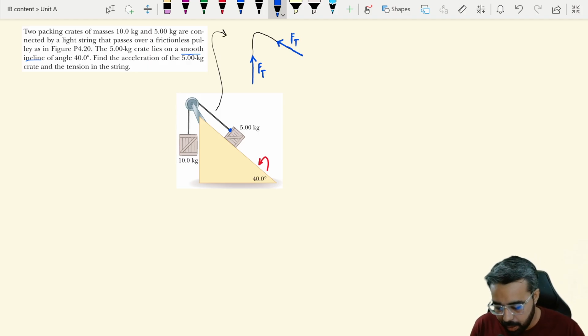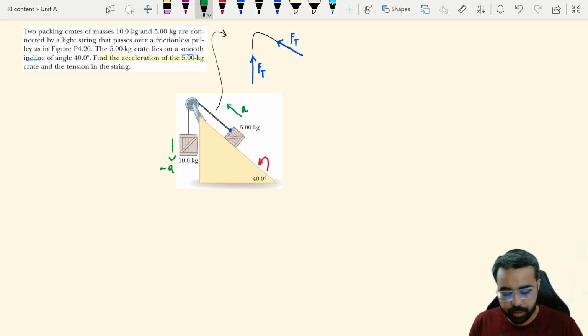Now in this question you have to find the acceleration of the 5 kg. By the way, the acceleration of the 5 kg is the same as the acceleration of the 10 kg. Once again, the difference is the direction. It is moving vertically downward, so it will have a negative acceleration, whereas this acceleration will also be negative. I will tell you why, but the magnitude of acceleration will be the same. We have to find its value, as well as the tension in the string.